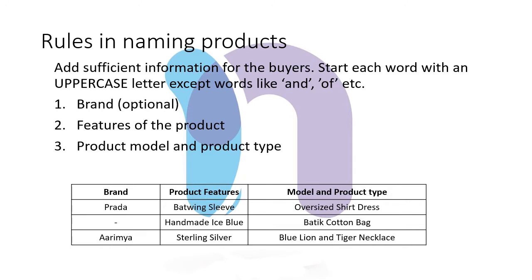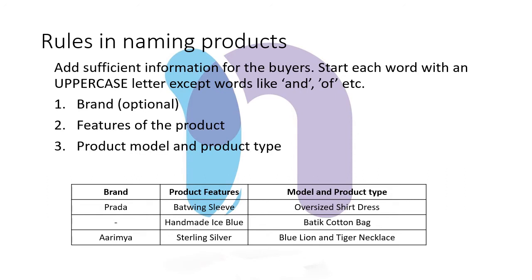There are some rules in naming products. Make sure that you add sufficient information for the buyers. Always start each word with an uppercase letter, except for words like and, of, etc. First, start off with the brand name, but this is optional. Second, the features of the product. Third, the product model and the product type.